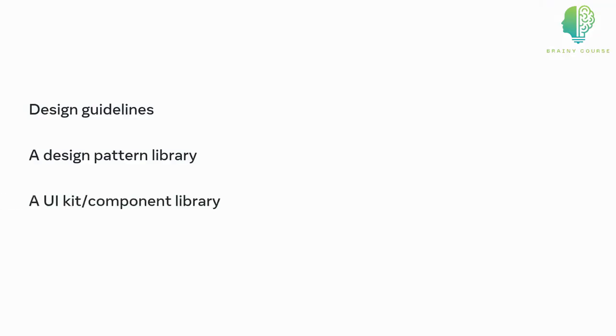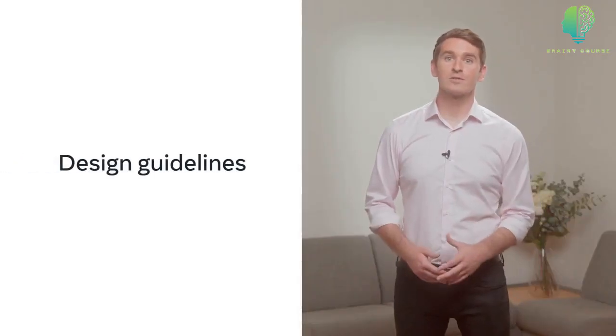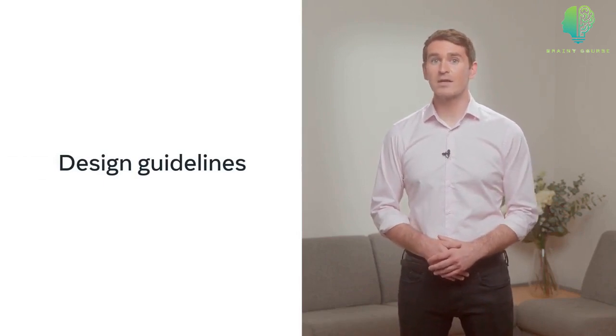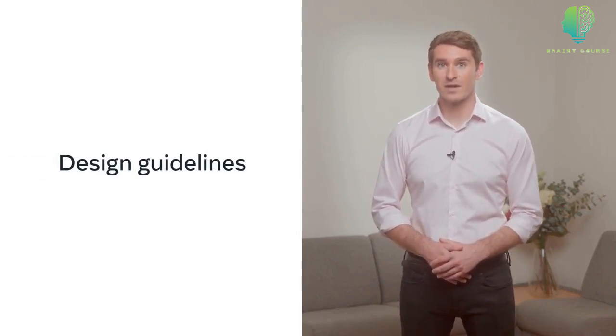However, the most successful design systems frequently have the following features: design guidelines, a design pattern library, a UI kit or component library, and finally, process design guidelines. Let's explore what these are in more detail. First and foremost are design guidelines. These will vary from business to business and most likely reflect the underlying values of the brand.